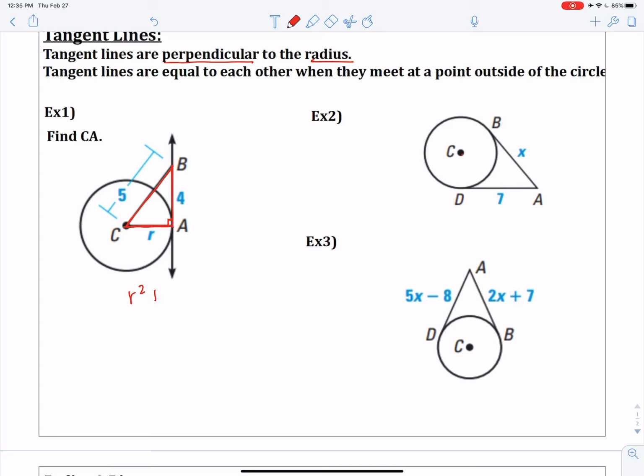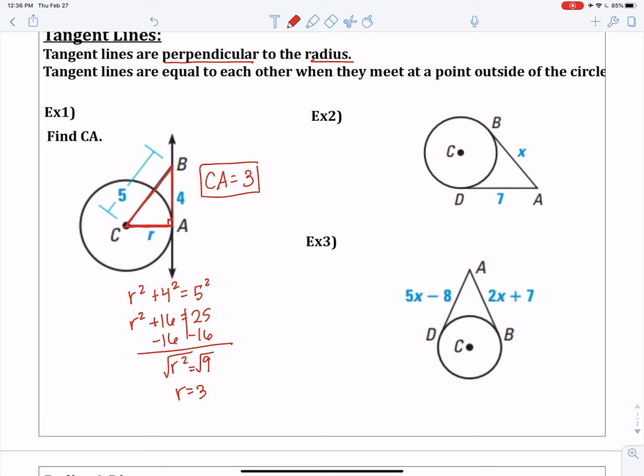So r squared plus 4 squared equals 5 squared. So r squared plus 16 equals 25. Subtract 16. And then take the square root, so r is equal to 3. So the length of CA here is 3.